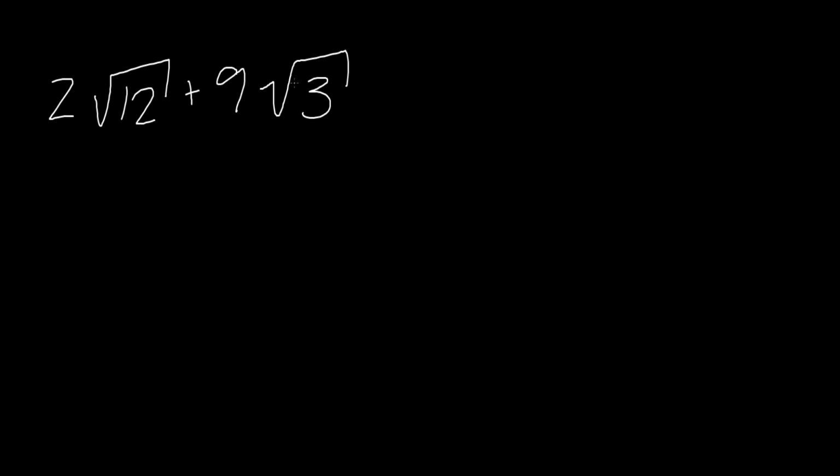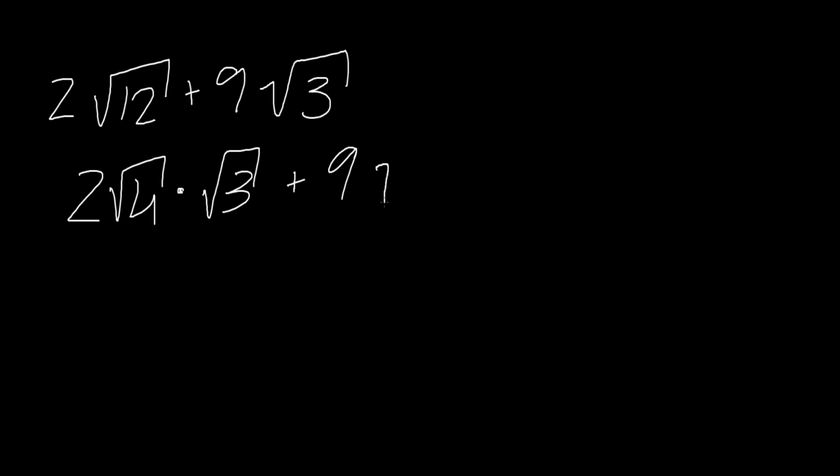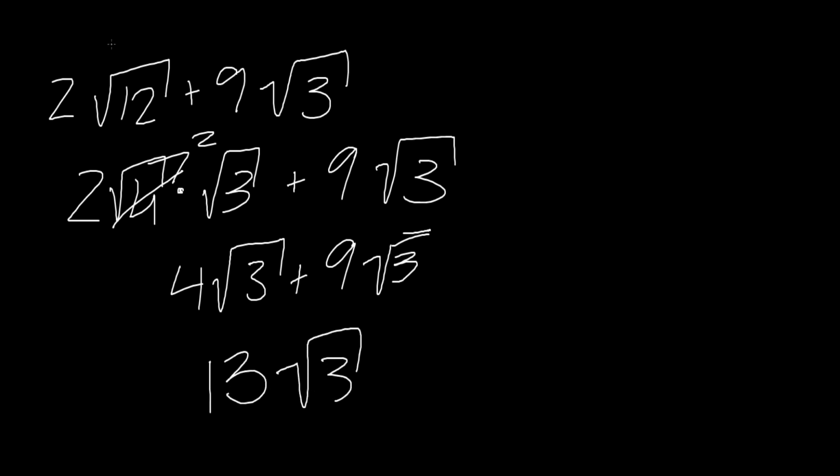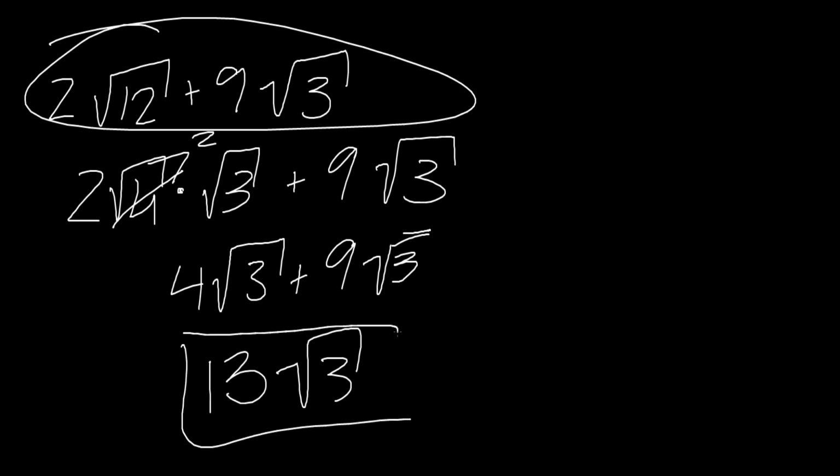We've got to simplify one of these into the smaller number, which is the root 3. So we've got to simplify root 12 into root 3 somehow. Well, we know root 12 can be simplified into root 4 times root 3. We still have the 2 here, plus 9 root 3. And we know what the square root of 4 is. That's equal to 2. So 2 times 2 is 4 times root 3 plus 9 root 3. Now we can finally add these together because these are the same. So 9 plus 4 is equal to 13, and the root 3 stays the same. So this finally simplifies into 13 root 3.